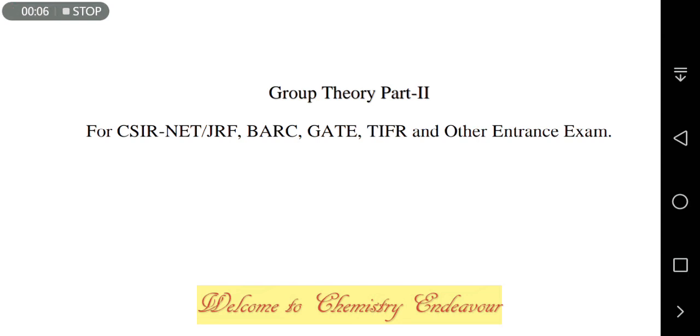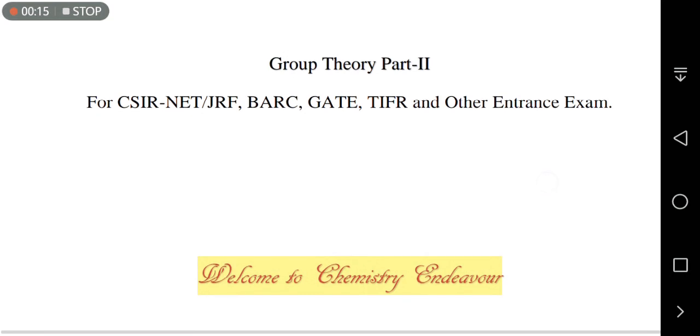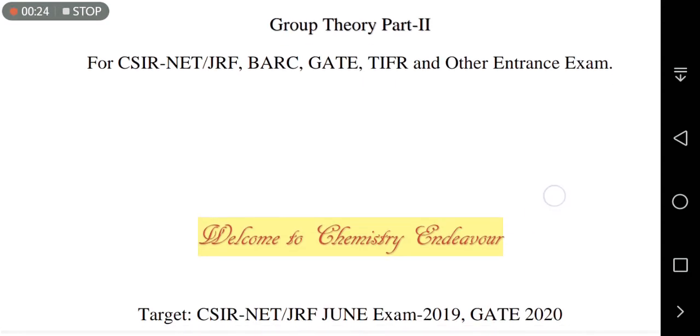Today I will discuss the point group and its example. What is the order of a point group? As I told you before, this unit is very important for your entrance exam, so please keep your notebook and pen with you. Now I will discuss the order and point group of the molecule. Let's start.